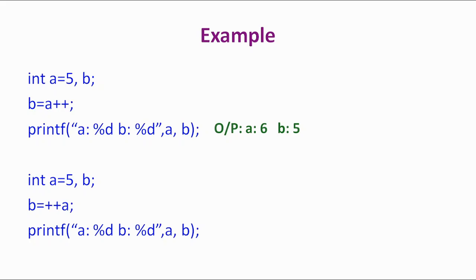Now we have replaced the post increment by the pre increment operator by keeping the ++ before the variable name. As a result, the order of the operations is also changed. First, a is incremented by 1 and then its value is assigned to b. So now the output is 6 for both a and b.